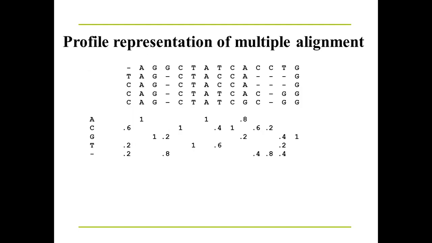Here we have A in this one. In this one there is no A, so we have 0 here. However, we have 3 C's, so with the help of 0.2 we have 0.6. There is no G in the first column. Then T has 0.2, and the gap is also 0.2. So in the first column we have 0.6, 0.2, and 0.2.